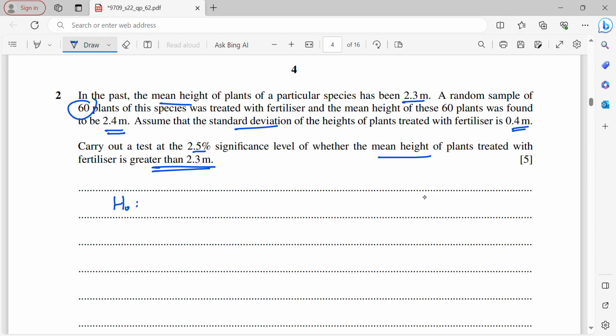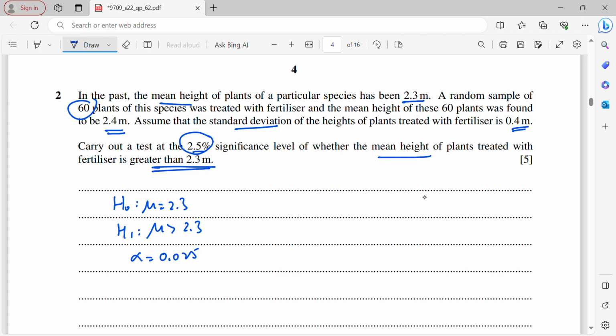So from here, your H0 is mu equals 2.3 meters. Then the H1, the alternative hypothesis, will be mu greater than 2.3. Okay, and then based on the last paragraph, the alpha is 2.5%. That means your alpha is 0.025.